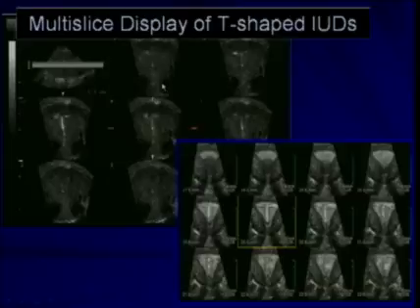And we can see here another T-shaped IUD. Notice that one of the horizontal arms is located in a slightly different plane than the other arm, but by going through the slices, one can determine that the IUD is intact and in fact is in a good location, as is this T-shaped IUD.